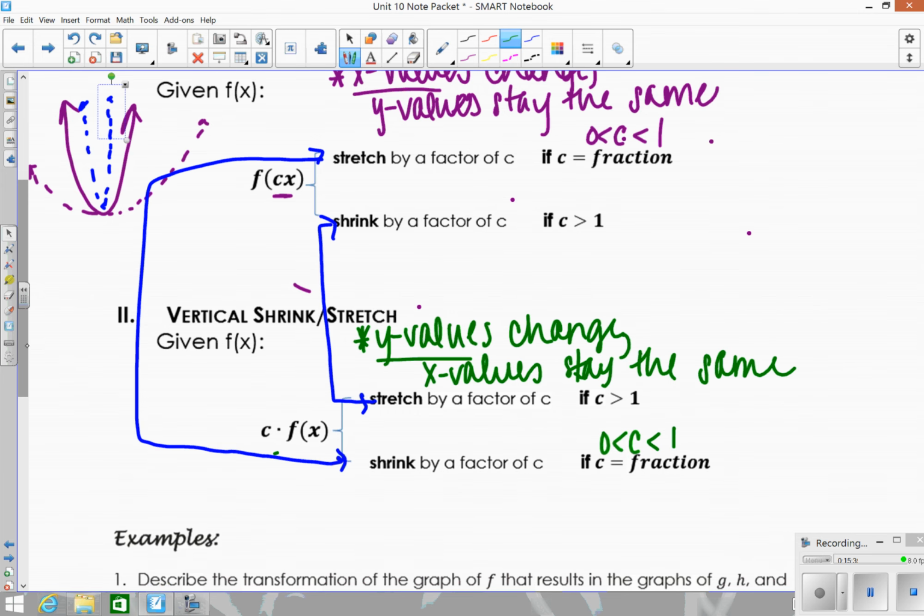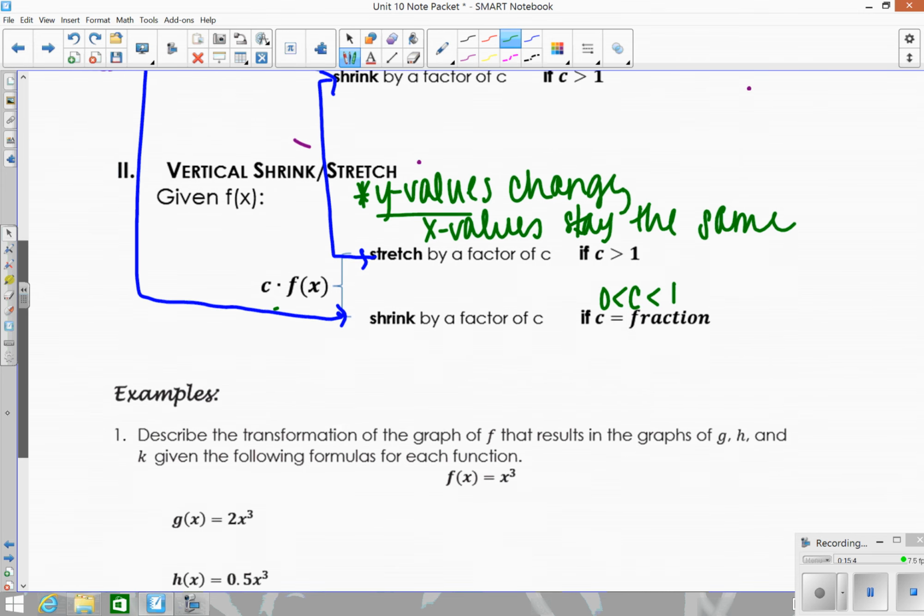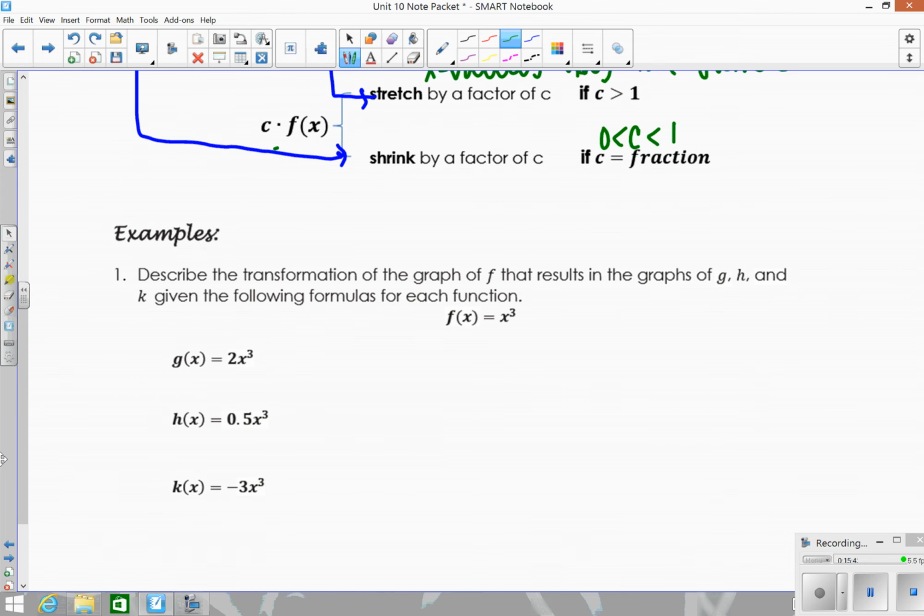So let's look at some examples of actually how to use these. This first set of examples describes the transformation of the graph of f that results in the graphs of g, h, and k, given the following formulas for each function. So here's my parent function, x to the third. We want to figure out what happened, so looking at the equations, comparing.